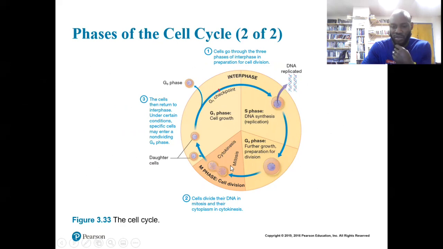Your actual division, your mitosis, is here. Cytokinesis, that's when you're splitting the cytoplasm. And then we have cell growth here. The cell returns to interphase under certain conditions. Specific cells may enter a non-dividing G0 phase. So this is the process cells are in. Your cells have to be able to divide, have to be able to produce more cells. That's how we grow. It's how we repair. Old cells get worn out, need to be replaced. So it's very important. Phases of the cell cycle.